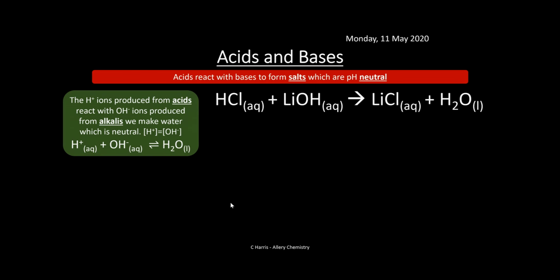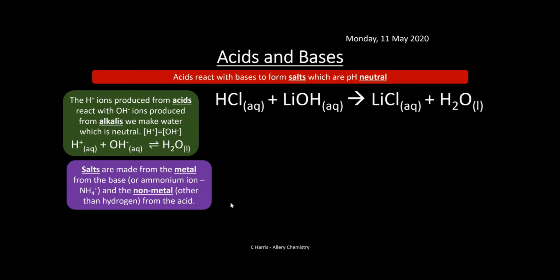So here's a reaction. This is hydrochloric acid, HCl, reacting with lithium hydroxide, which is your base, LiOH, forms lithium chloride, LiCl, and water at the end there. Salts are made from the metal from the base, or the ammonium ion if it's an ammonium compound, and the non-metal from the acid. So you can see here we've got our non-metal from our acid, and the metal from our base form the salt that's produced.